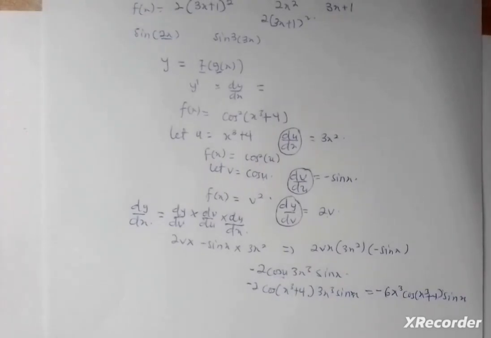So this is how you go by the chain rule. The chain rule can be long and messy at times, but make sure you take your time and you simplify it very well. Now let's do that of the derivative of the inverses.